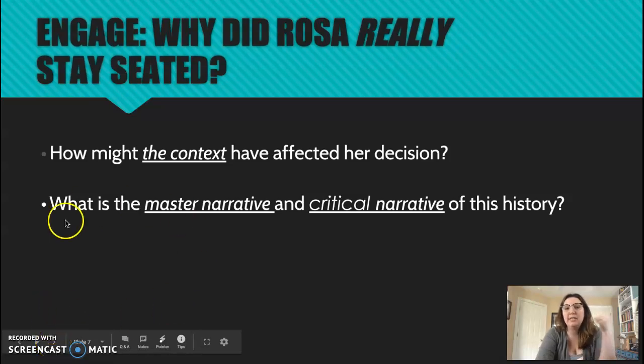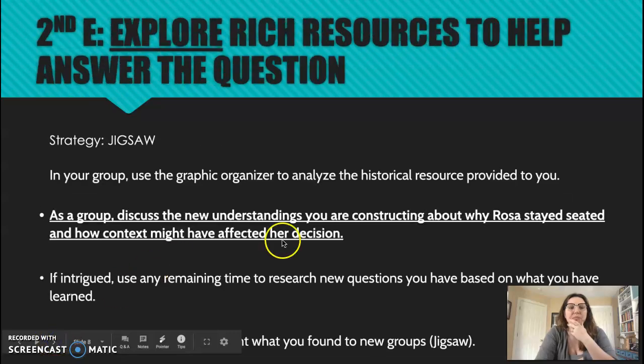So all of that was engaging. I engaged their prior knowledge on the topic. I got them excited and interested and trying to think through, well, how did the context of Rosa Parks really affect her decision? Then the second part, the second E, is explore.